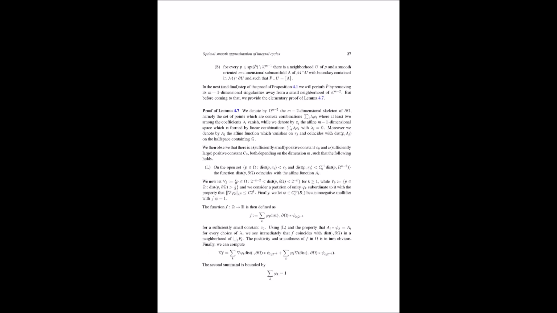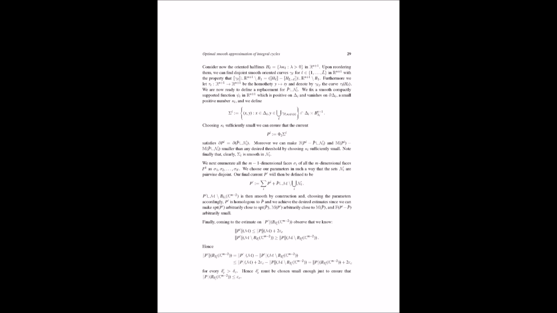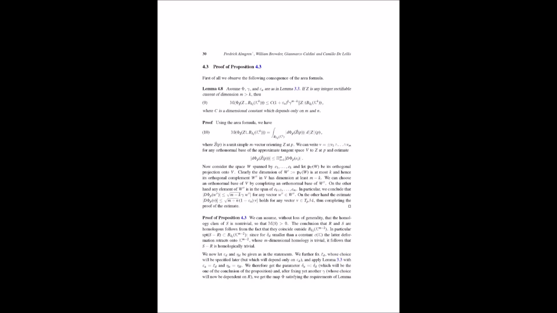Looking forward to it. All right, we're back, ready to wrap up this incredible proof. Yeah, it's a good one. We've seen how they use propositions 4.1 and 4.3 to create this smooth approximation of an integral cycle, carefully controlling that volume and flat norm along the way. But there's one more crucial piece to the puzzle, right? Yes. They need to show that their result is like the best possible, meaning you can't generally get any smoother approximations than what they've already achieved.